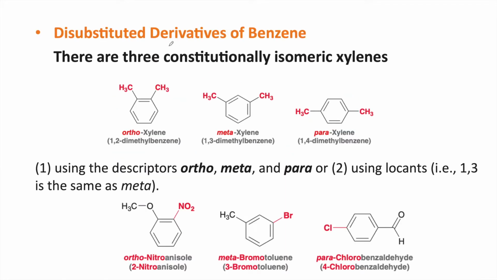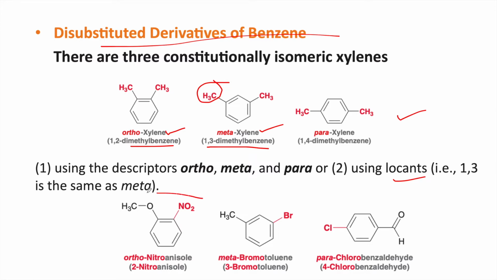Now we will do nomenclature of disubstituted derivatives. Here we will take the example of 1,2-dimethyl benzene. We can write it as orthoxylene. Now if you move this methyl to the meta position, it becomes metaxylene, and it is also called 1,3-dimethyl benzene. So both names are acceptable. This is paraxylene, also called 1,4-dimethyl benzene. So sometimes you can use ortho, meta, para, and sometimes you can use locants, where we give numbers 1, 2, 3, 4.